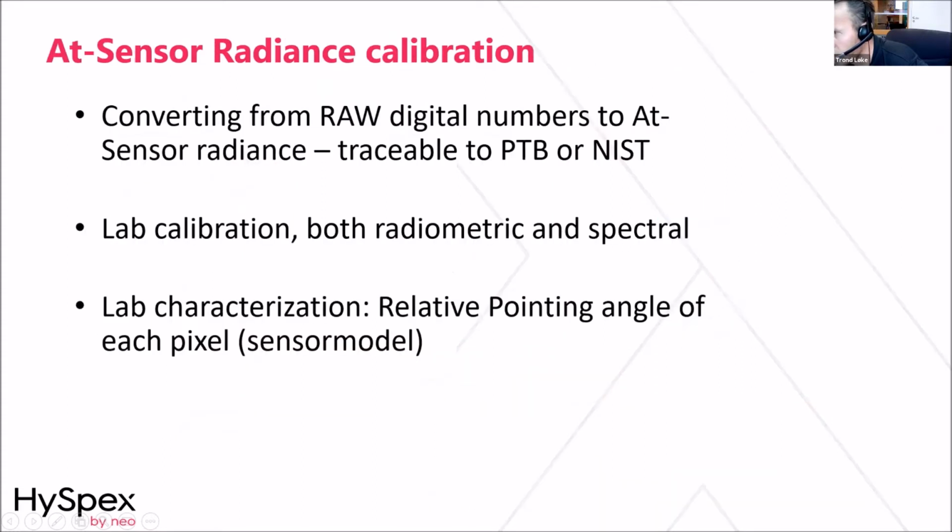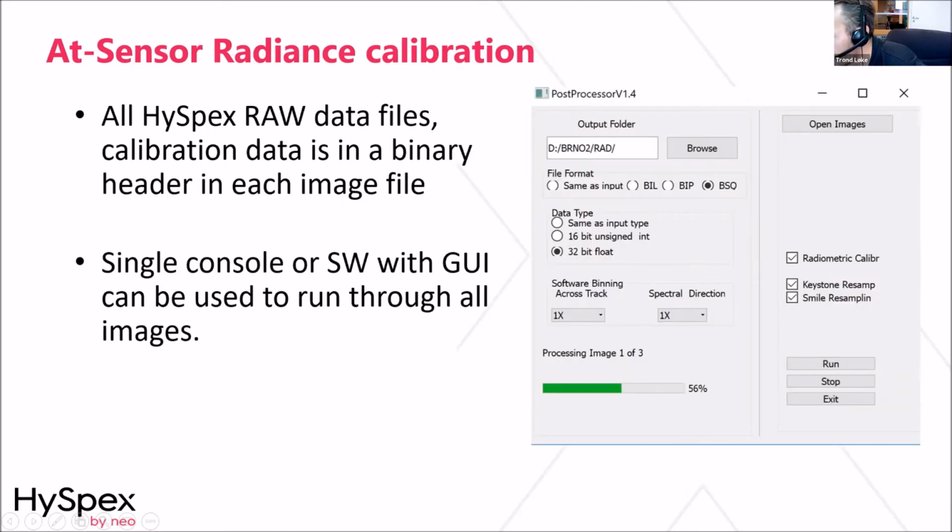Just a quick run through on each of the steps before we reach parts. At-sensor radiance calibration is converting from raw to at-sensor radiance, and that's the traceable calibration, right? And this is an example of an older version of the GUI of Hyperspex RAD. You just select the files, you select the output format.